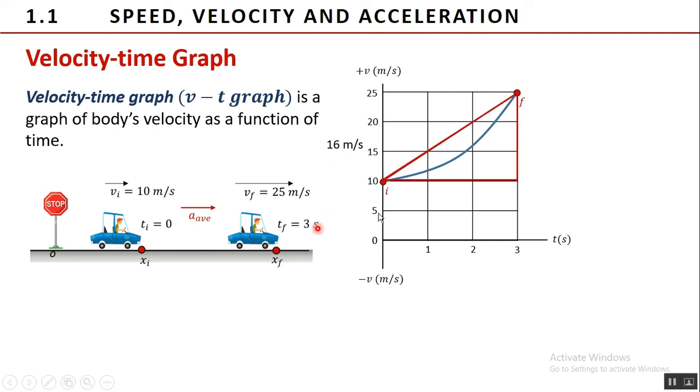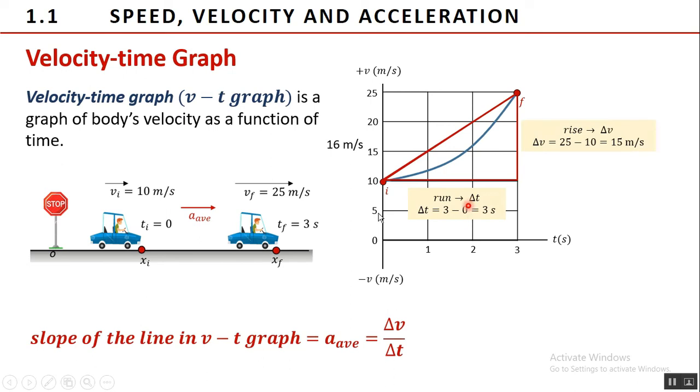Now, if we connect 2 points, point I and point F, of the graph with a diagonal line, we see that the rise is the change in velocity and its run is time interval delta t, and dividing rise by run gives the slope of this line, which represents the average acceleration. Here we have a rise of 15 meters per second and a run of 3 seconds, therefore the average acceleration between time interval 0 to 3 seconds is 5 meters per second squared.